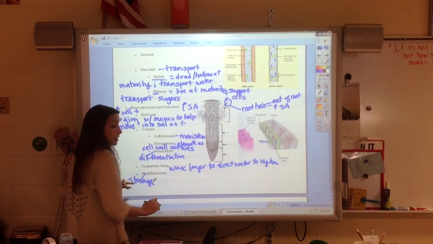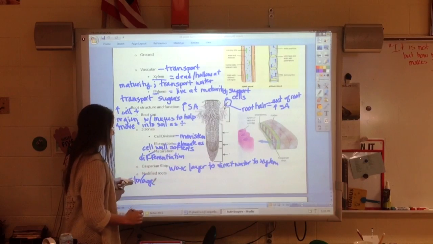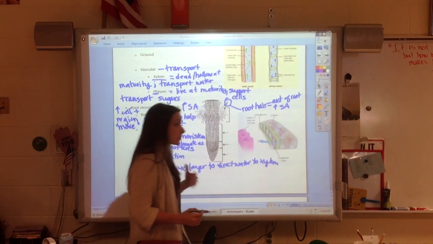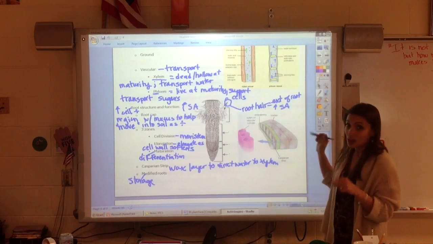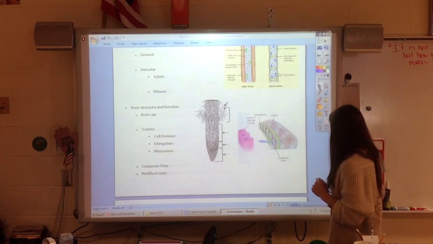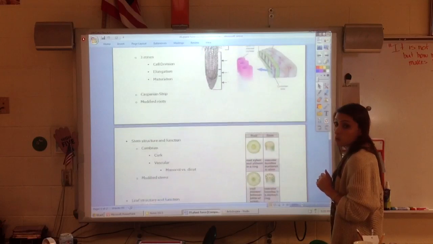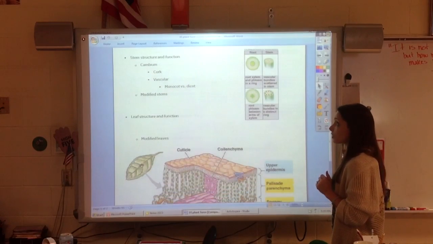So if you think about a carrot, we're going to be able to store starch down below the ground to actually hide it from animals. The plant does not want the animal to eat that. We'll talk later about why the plant might want some animals to eat other parts.